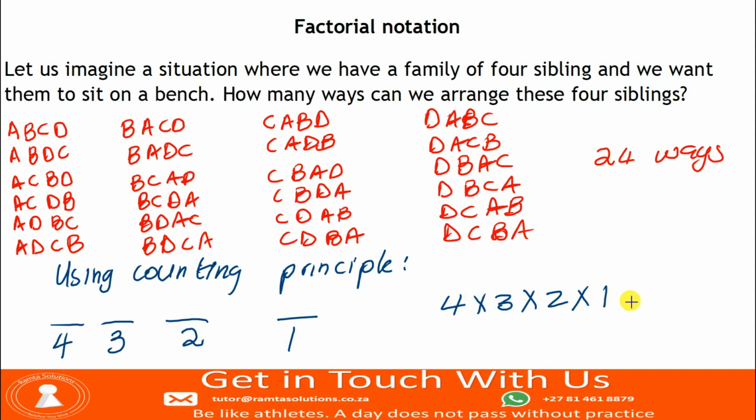And what is our answer? It is 24 ways. So there are 24 ways in which we can arrange these 4 siblings. I hope you guys are happy.